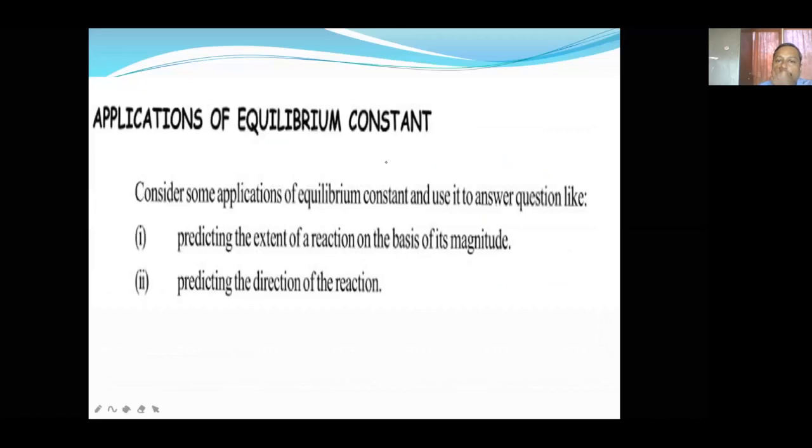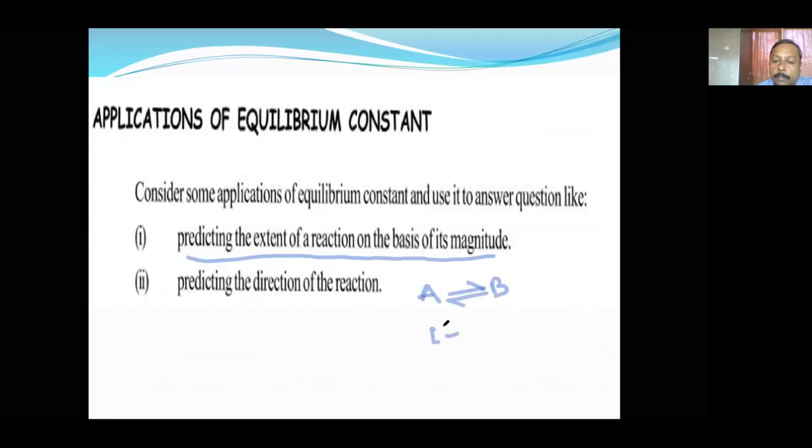Then we are learning so much about the equilibrium constant, but is there any use of it? Yes, definitely. That's why we are studying. So what is that? Predicting the extent of reaction on the basis of its magnitude. Suppose A reversible B.